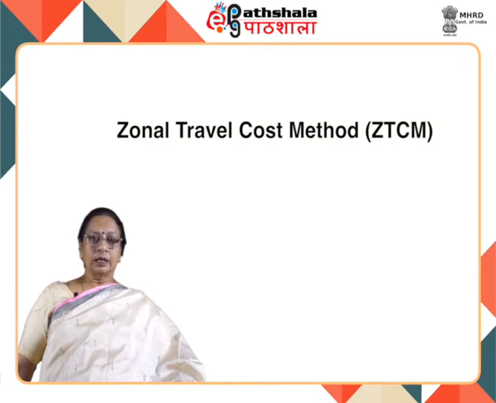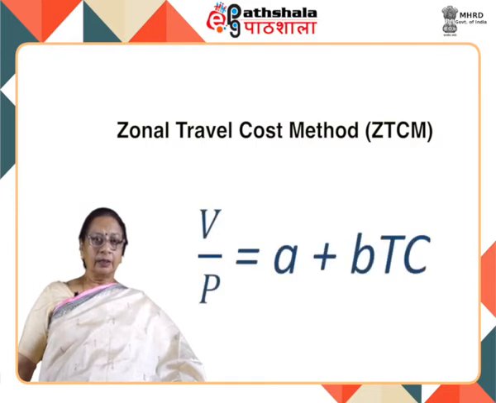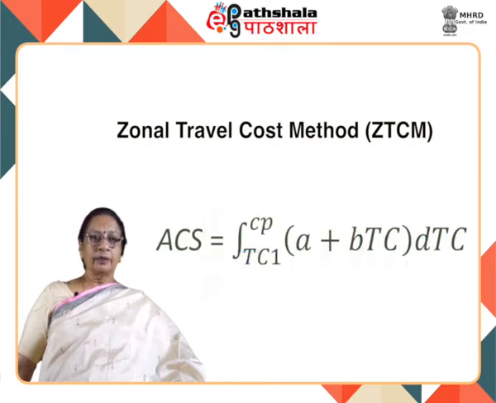Assuming that the above relationship is a linear one, the V by P is equal to A plus B TC. Per person average consumer surplus in each zone for all visits to the site in a period of time may be calculated by integrating the linear equation between the cost of visits and the price at which visitor rate is 0, the choke price.